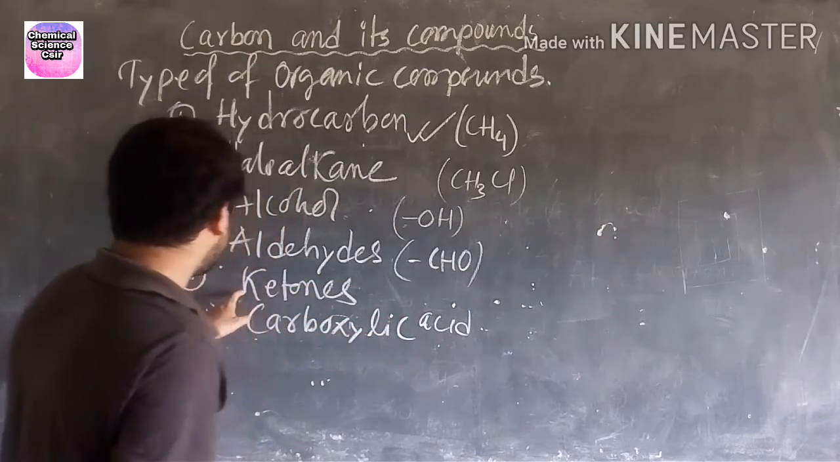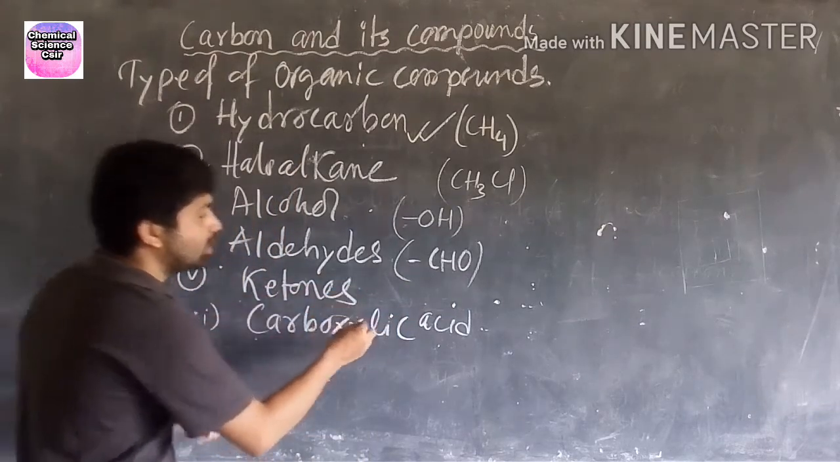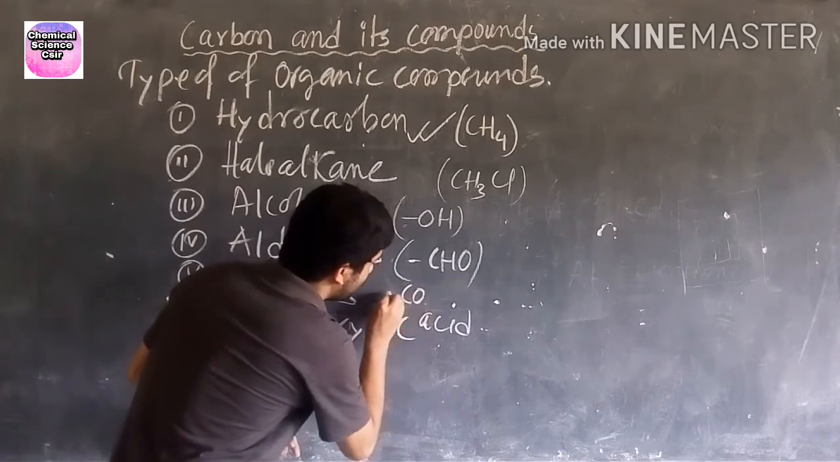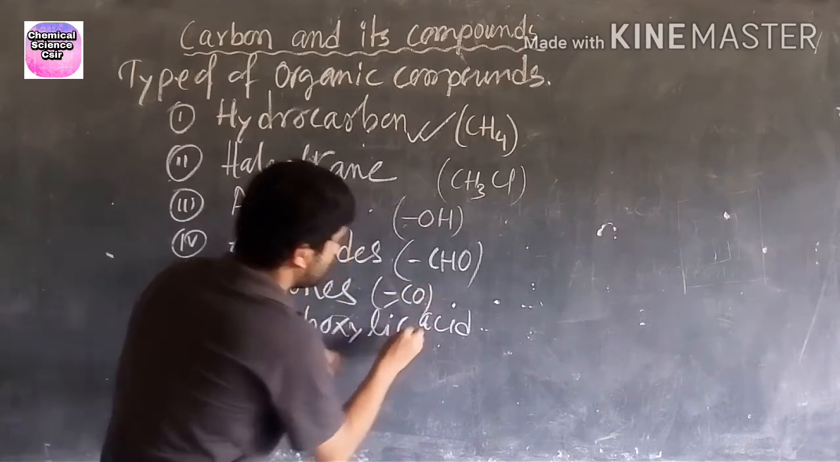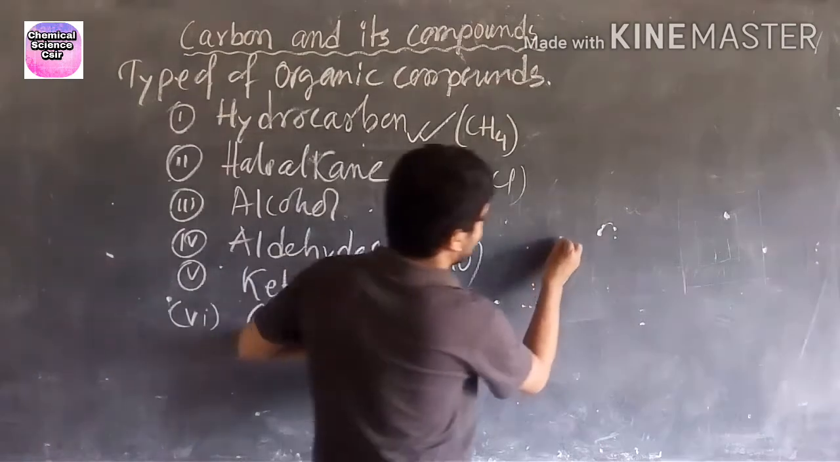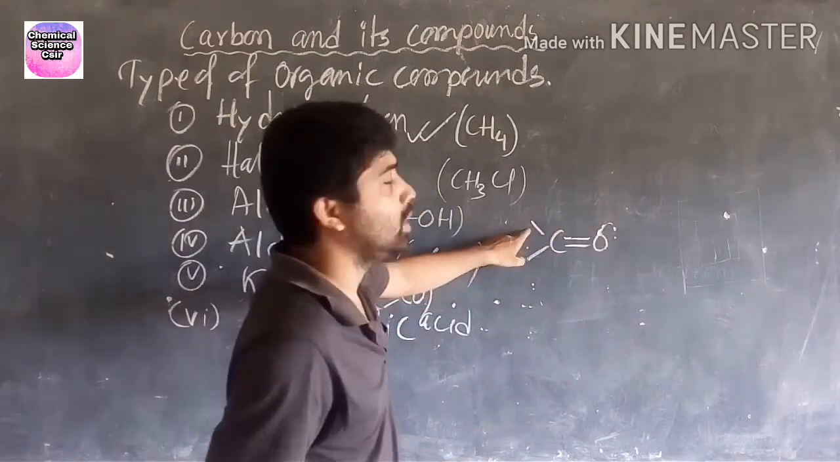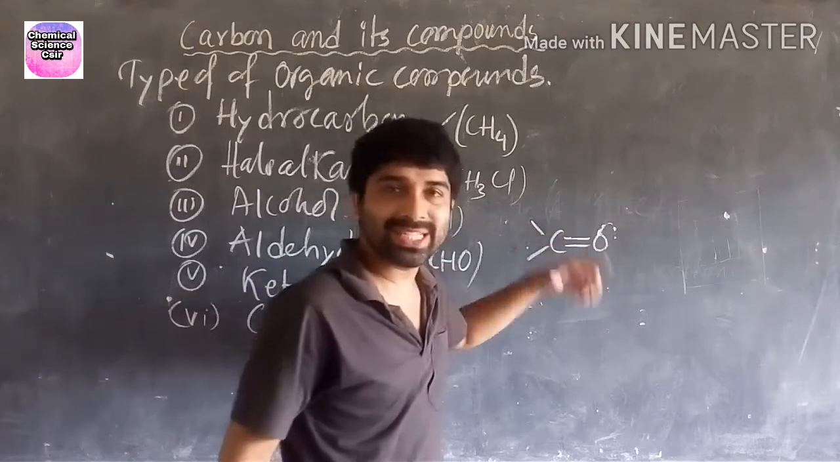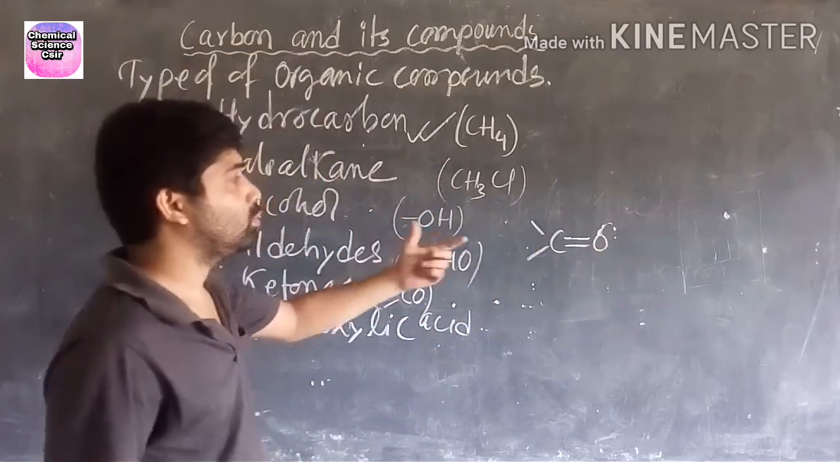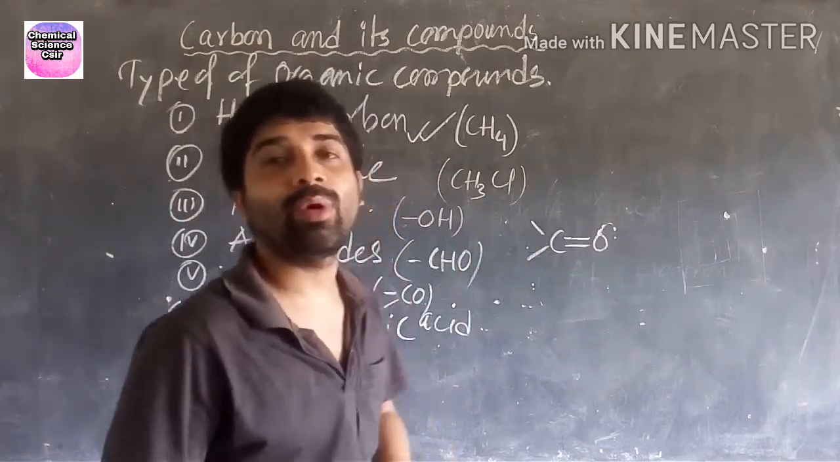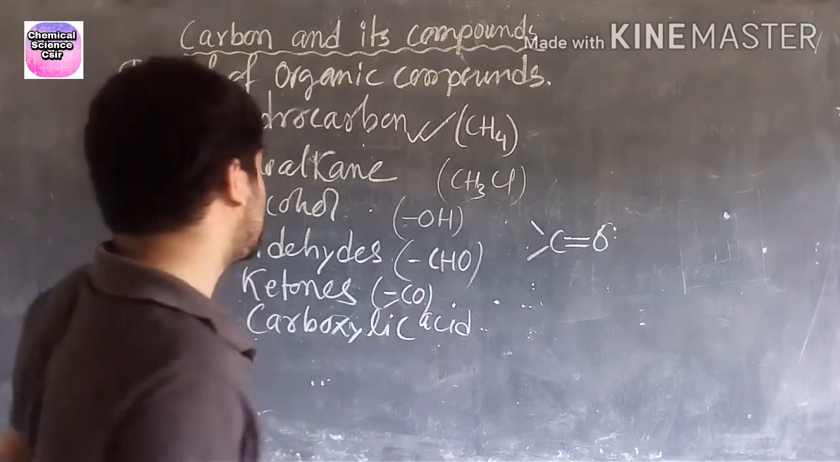The last one is ketones. You can write it as CO, like this. This one is ketone. Or you can write it like this, C double bond O. This side is a bond, this one is a bond, this one is a bond. I will discuss which one is a bond: sigma bond, pi bond, delta bond, like this.